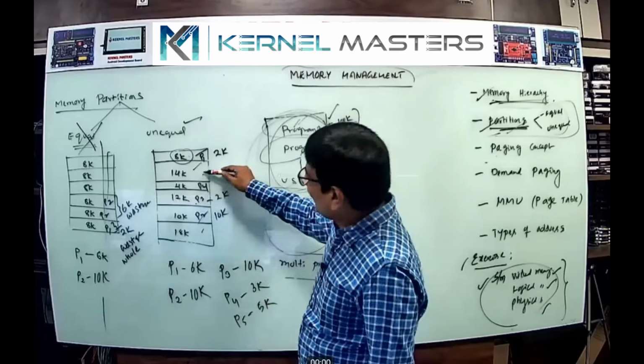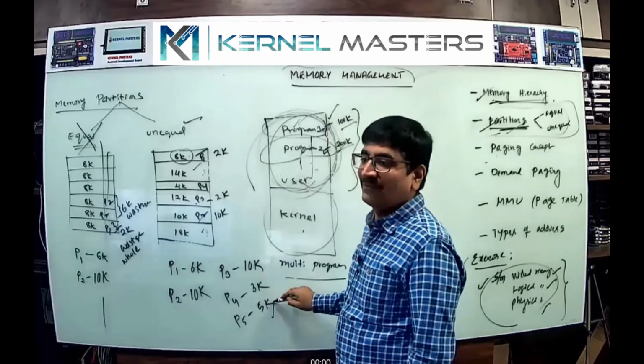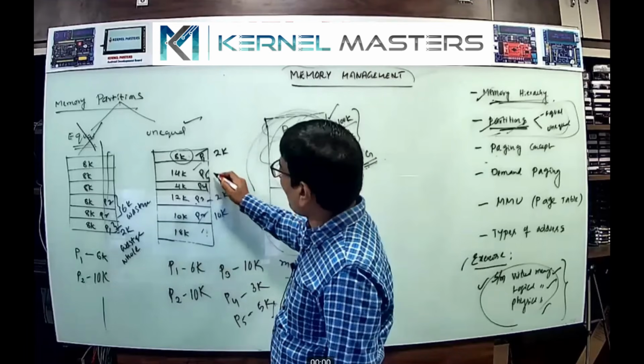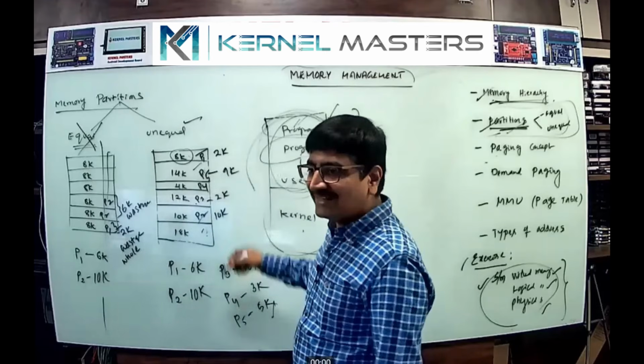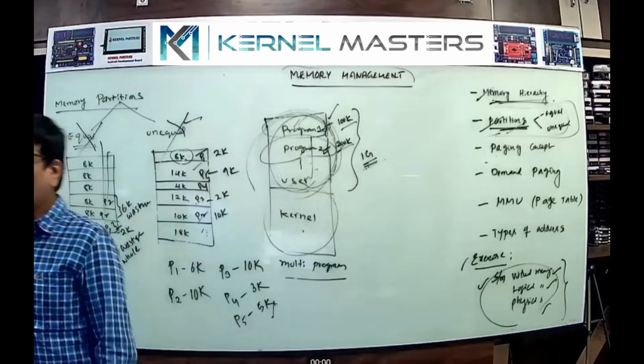Only two are available, 14 kilo and 8 kilo. But P5 is 5 kilo. There is no other chance actually. Compulsorily it occupies here. P5 5 kilo. How much waste here? 9K. So like that, here also a lot of wastage will be there actually. So okay, unequal partitions also.